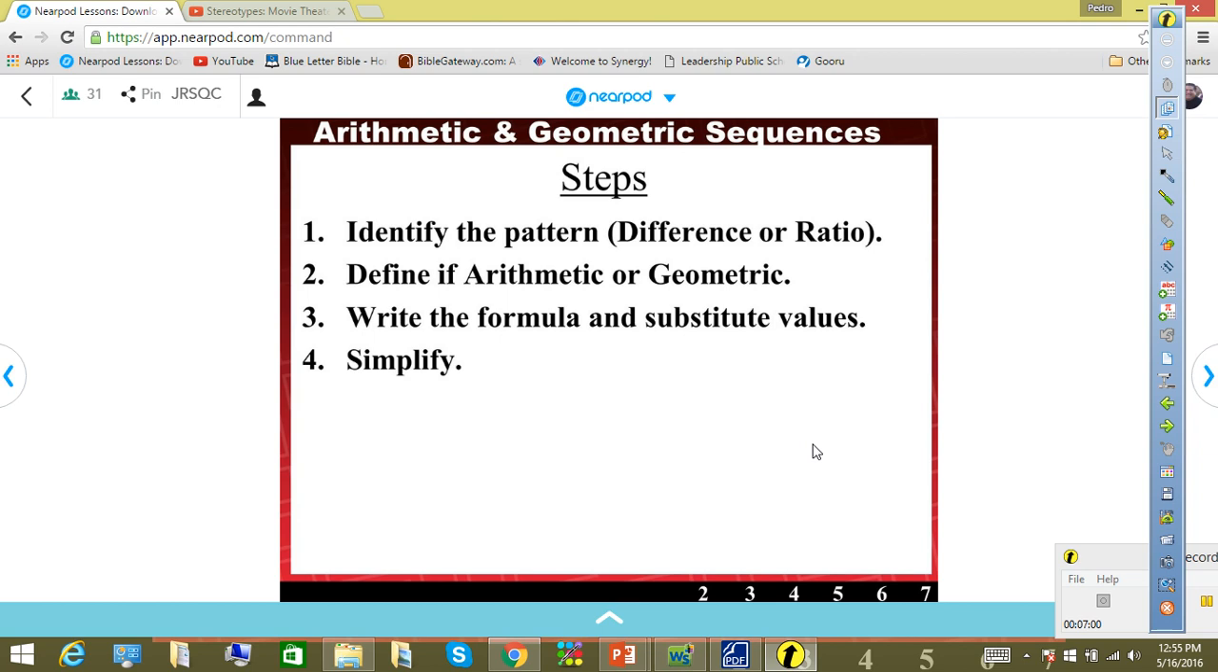4 steps. It says, identify the pattern, which means identify the difference or the ratio. Step 2, define whether it's an arithmetic or geometric sequence. From there, you're going to write the formula and substitute the values. And at the end, you're going to simplify.